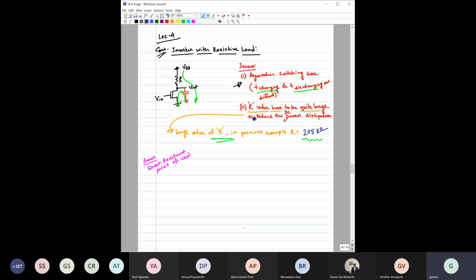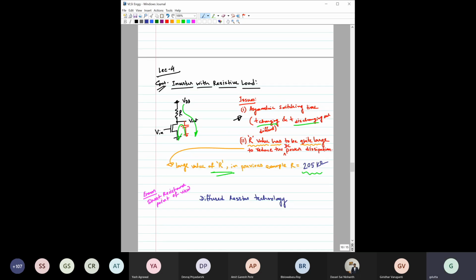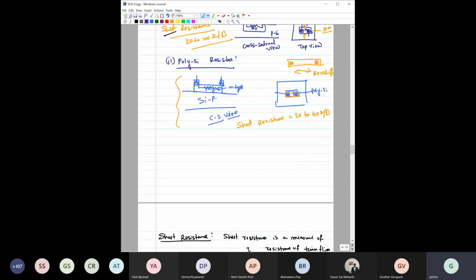Now let's say we want to fabricate this 205 kilo ohm resistor in semiconductor technology, in any particular node. Let's see how the concept of sheet resistance can be introduced here, and what we can infer from it, another limitation for this type of design. So in this context, let us say we have used the diffused resistor technique, diffused resistor technology. That is this one, right?